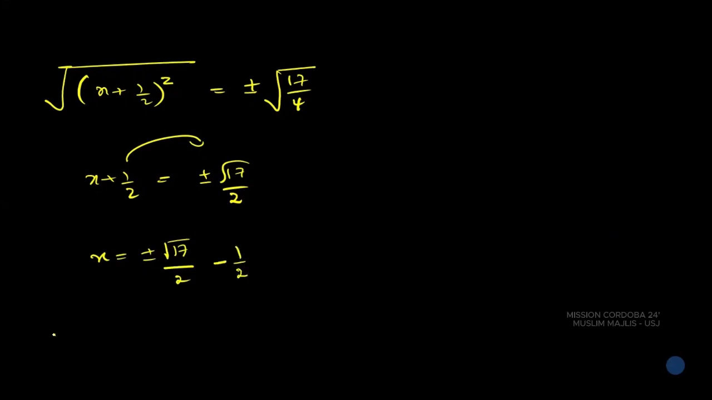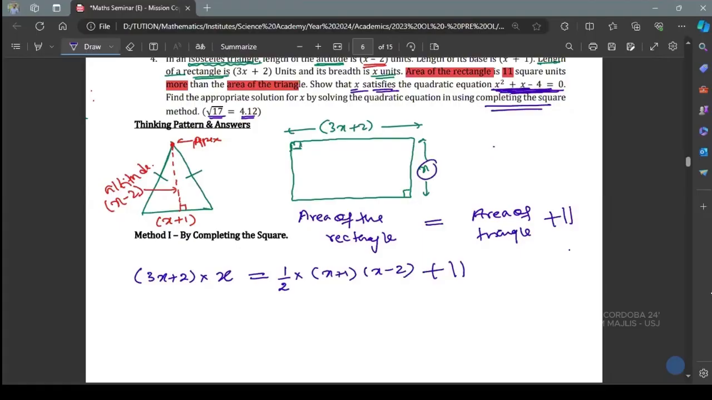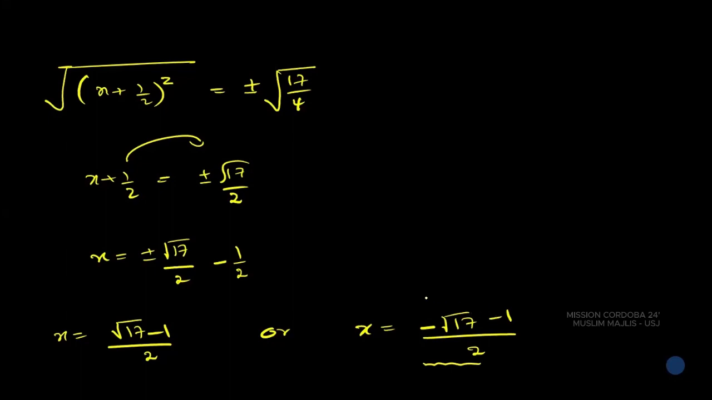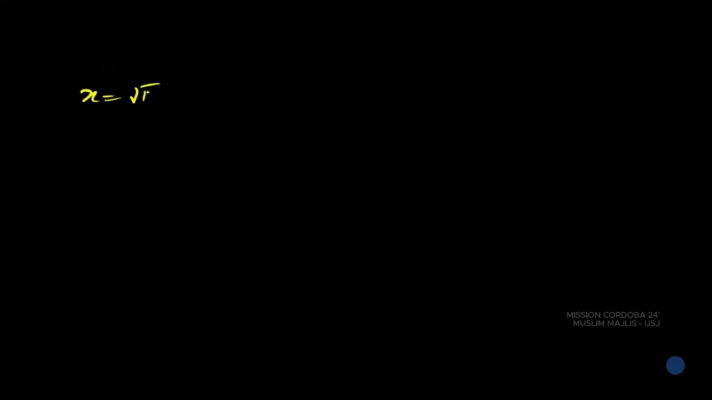Consider the plus or minus possibilities. x equals plus square root of 17 minus 1 over 2, or x equals minus square root of 17 minus 1 over 2. Now tell me, what is this x? If you go back to the question, what is x? The breadth of the rectangle. Breadth is a length. Length cannot be a negative value. So the second answer I can remove, because minus square root of 17 minus 1, this numerator is negative. The whole fraction is negative. So this cannot be possible. So I take x as square root of 17 minus 1 over 2.